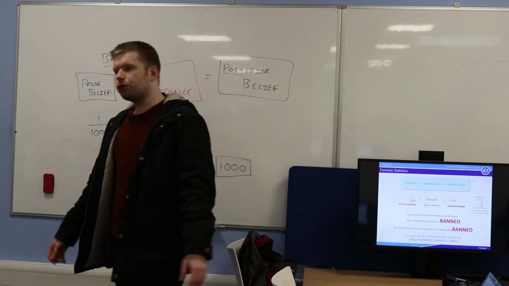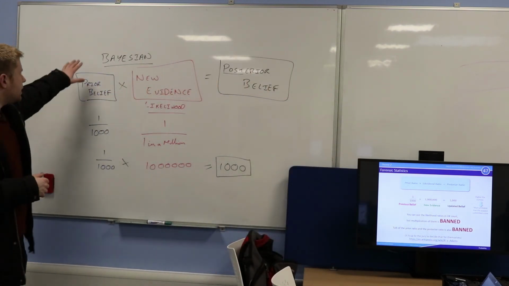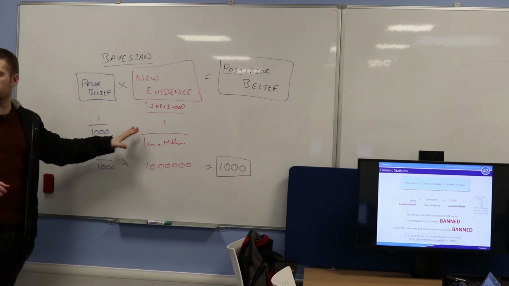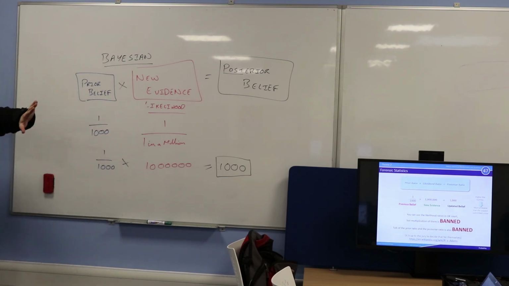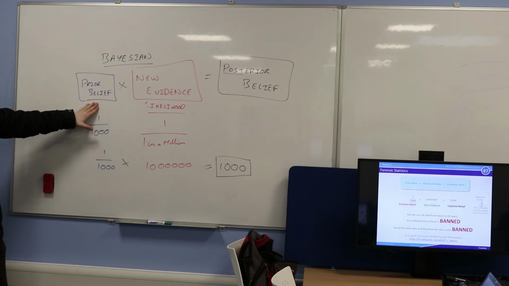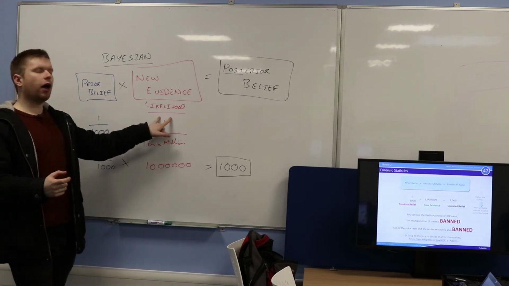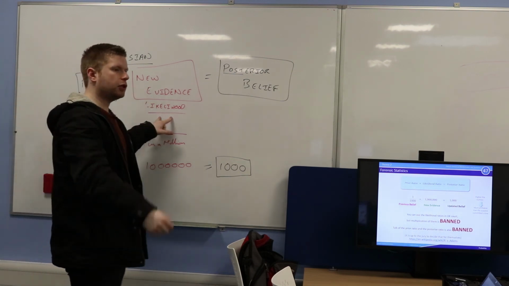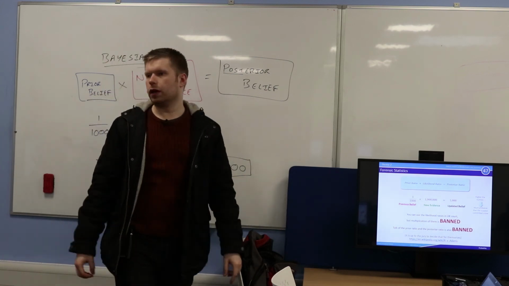Okay. So this is forensic statistics. It just shows you that Bayesian statistics is really, really useful. Hopefully you've got the idea that you start with a prior belief, what you initially believe, multiply it by a likelihood ratio, something which you now believe to be true, new evidence, and you end up with a new belief.